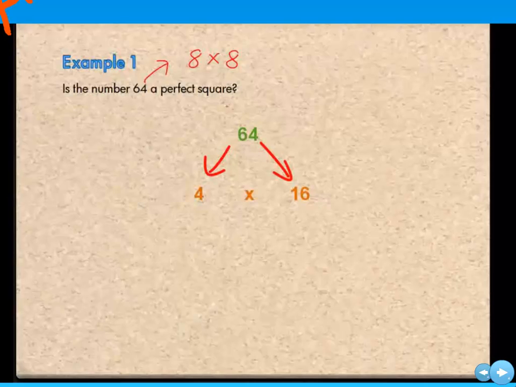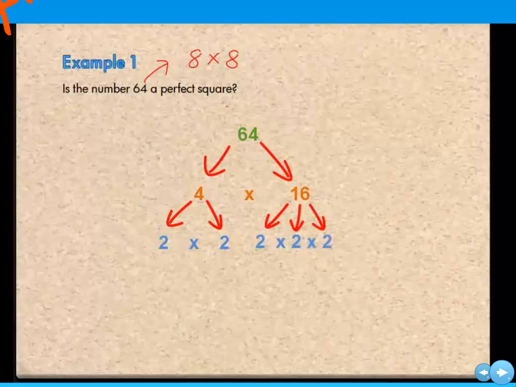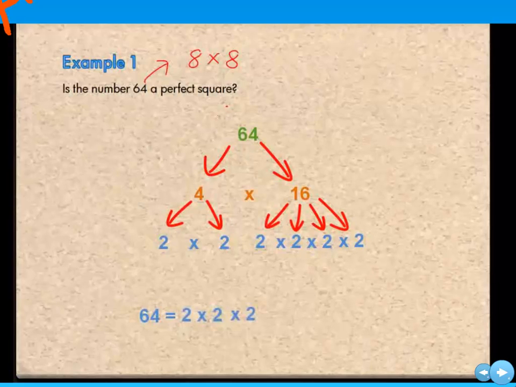Alright, so this method is called prime factorization for a reason. All our factors should be prime numbers. So we're going to further break down our numbers. 4 can be broken down into prime numbers 2 and 2, and so can 16. We can break it down into 2 times 2, which is 4, times 2, which is 8, times 2 again. So counting our 2's, we have 6 2's. So 64 is equal to 2 times 2 times 2 times 2 times 2 times 2, which is the same as 2 to the power of 6.